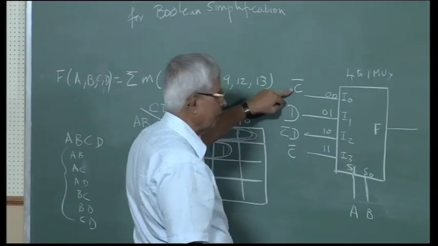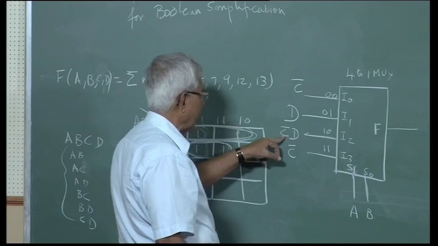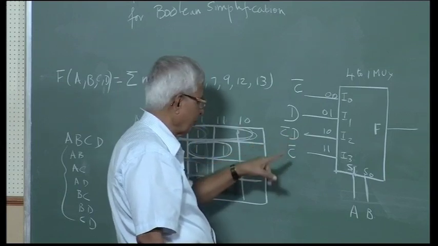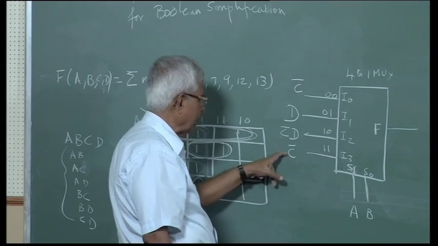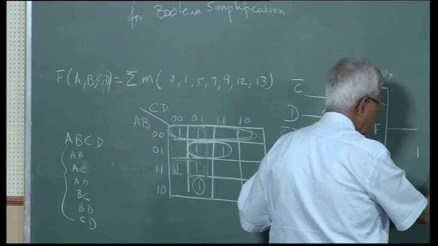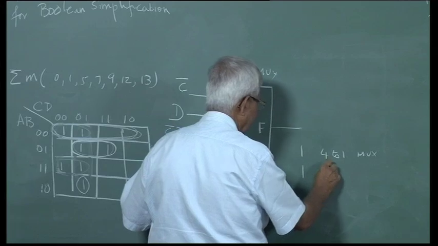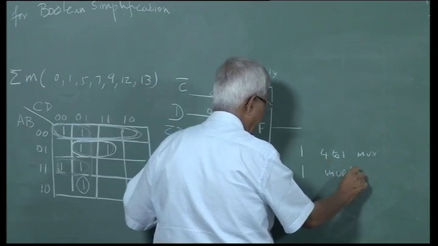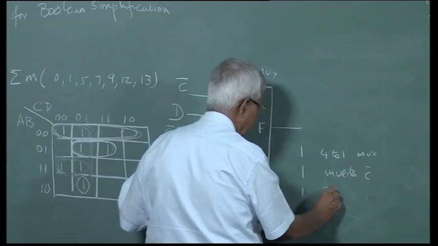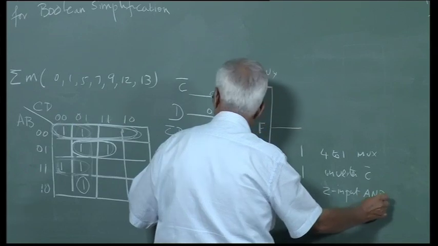C bar, one inverter, same inverter, D is there, this is C bar D. So we will have one AND gate for C bar D, one inverter for C bar. So I need one 4 to 1 mux, one inverter for C bar, one 2 input AND gate for C bar D.